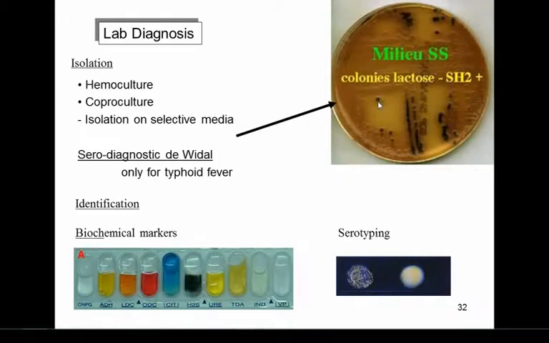So Salmonella are going to be lactose negative, sulfide positive, so the black colonies. And Shigella will be lactose negative, sulfide negative. So that's what you do. Get your coproculture, dilute it out, streak it out on an SS plate. And then to confirm your diagnosis, you'd pick these black colonies and put them on an API gallery, for example.